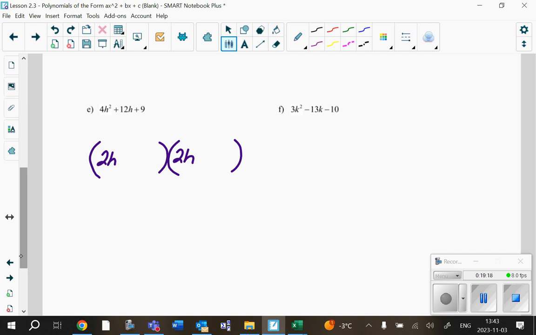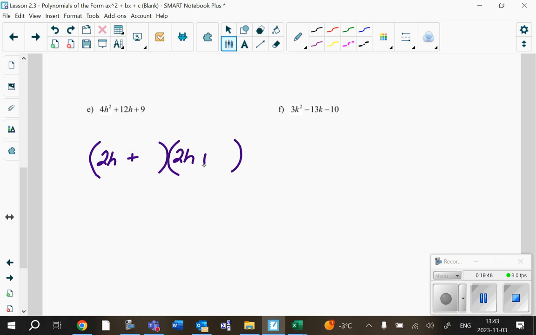What are you doing? Remember what I said? Pick the ones that are closest to each other. 2h and 2h are closer to each other than 4h and h. What about the signs? You should be able to tell me something about the signs by looking at the original. What do you notice about the signs in the original? They're all positive, so these must be positive.